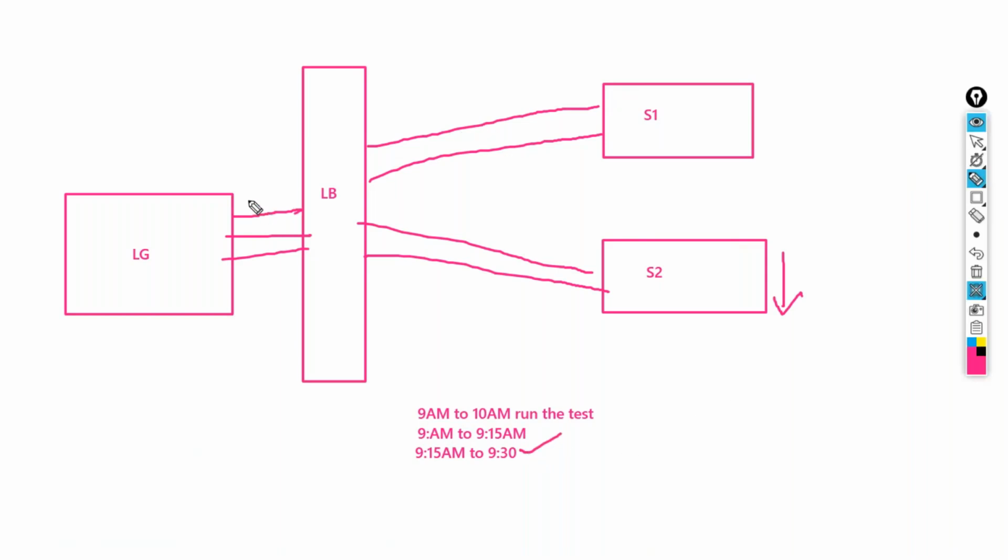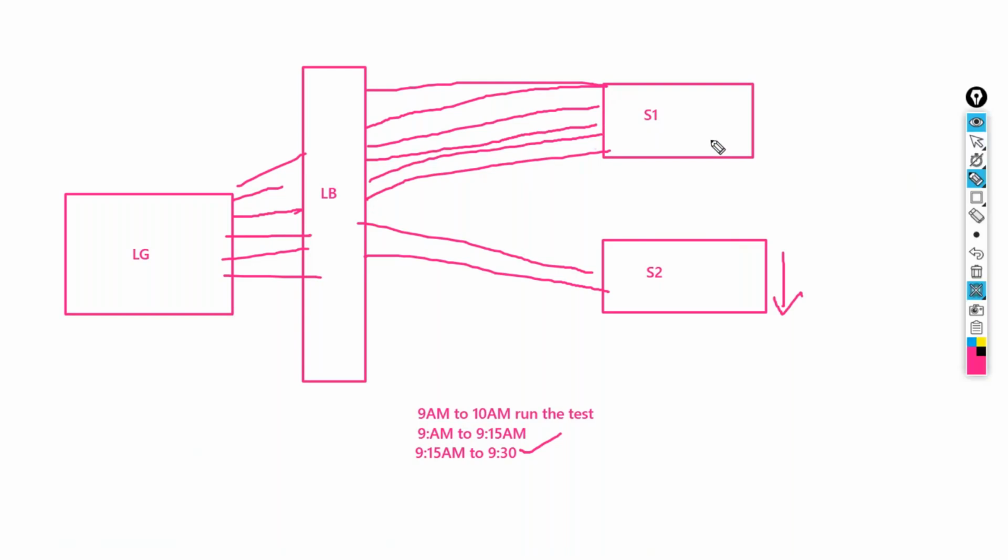So here, again so many requests are coming to the load balancer. The load balancer has the capability to know that server 2 is down. Within how much time will it know? Hardly 1 or 2 seconds. When it knows that server 2 is down, it will route all the requests to server 1.